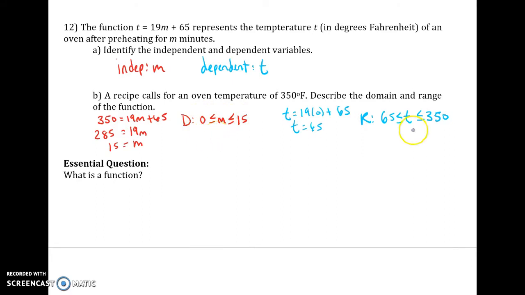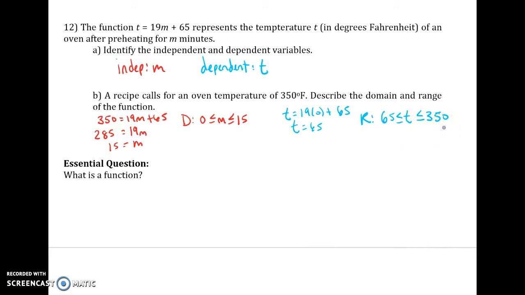The range is going to be the temperature. And we know we want to max out at 350. But then we have to think, well, what is the temperature to start? So I plugged in 0 for minutes. Because at 0 minutes, I want to know what temperature that's at. And that's at 65 degrees. So my range is 65 to 350.